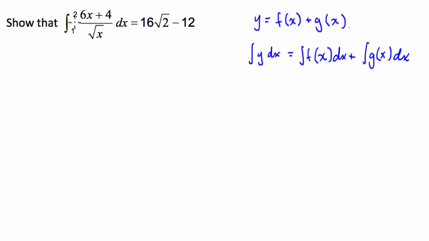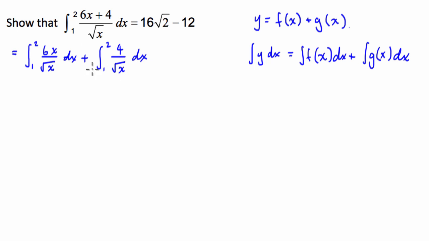We're going to split this fraction up into 6x over root x and 4 over root x. So this is equal to the definite integral from 1 to 2 of 6x on square root x dx plus the definite integral from 1 to 2 of 4 divided by square root x dx.